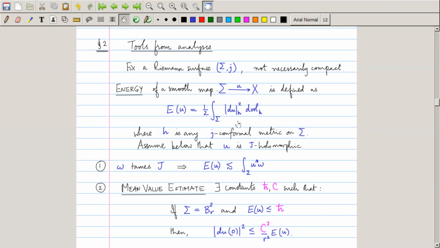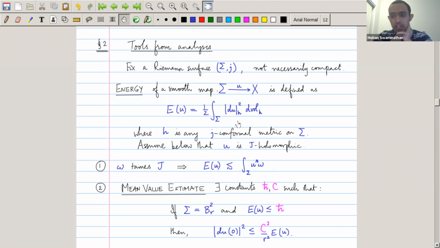So basically your E(u) is now going to give you a function on the moduli space of Σ. Is that correct? Yes, so we will see below. Point 1 is exactly going to tell us that if ω is tamed by j, then in fact the energy is uniformly bounded on our moduli space.